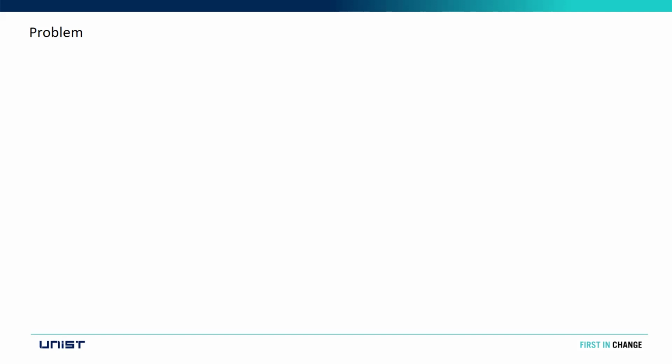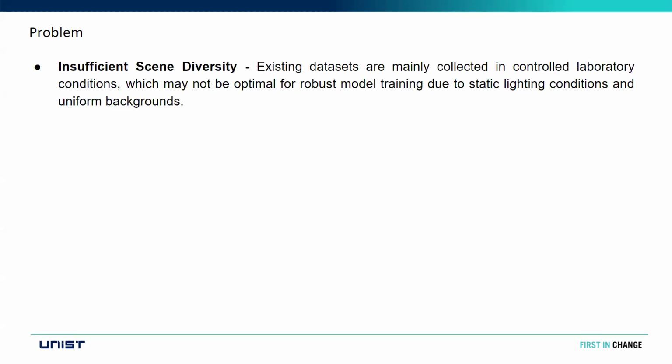current existing datasets, what's bad about existing datasets. So they outline the reasons why existing datasets are bad. First of all, insufficient scene diversity. They say the existing datasets are mainly collected in controlled laboratory conditions. This may not be optimal for robust model training due to static lighting conditions and uniform backgrounds. So scene diversity is one problem.